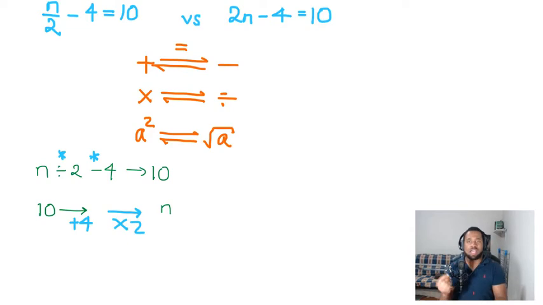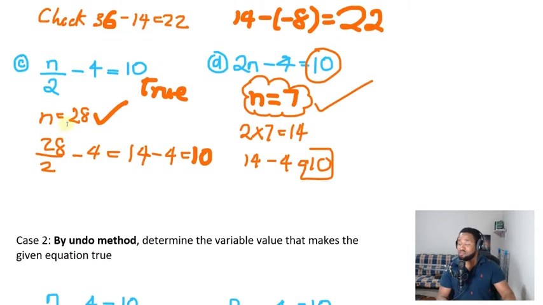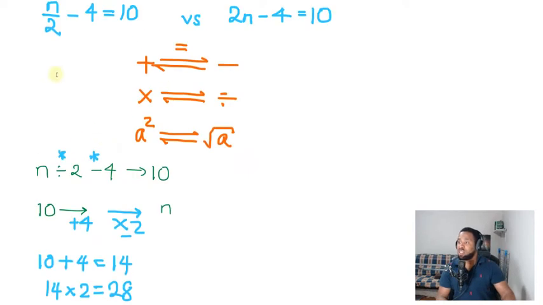So how are we going to execute this? First, you start with 10. You have 10 plus 4. That will give you what? 14. And then from 14, the next step is you multiply by 2, and that will give you 28. So yes, we actually figured out what our specific n has to be. We figured out that n indeed has to be equal to 28 for this particular equation to be true.